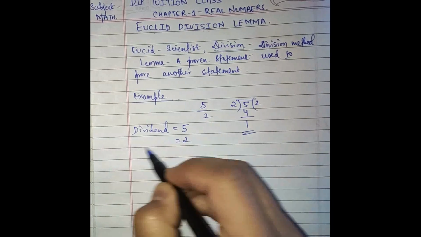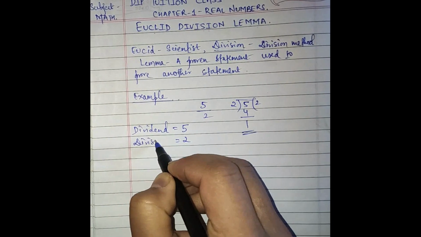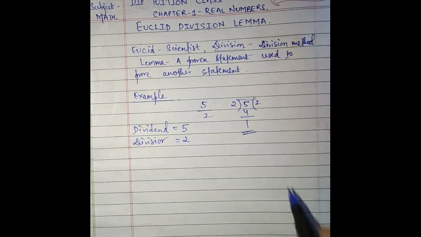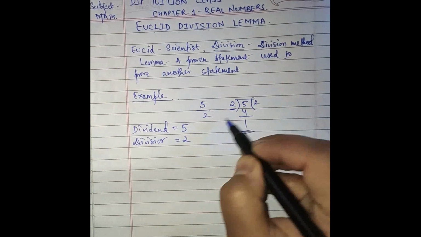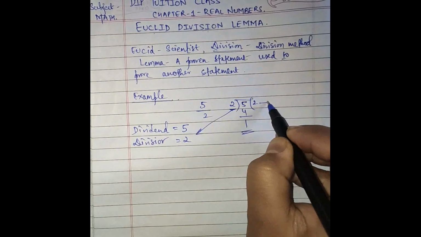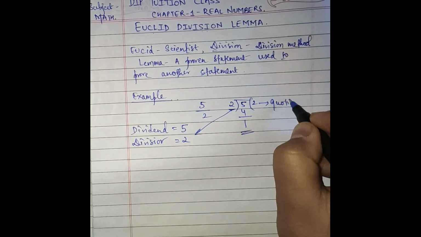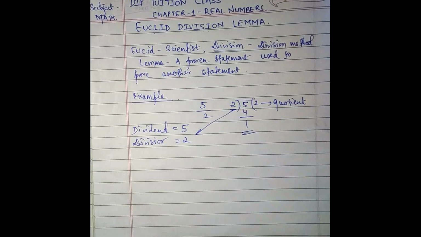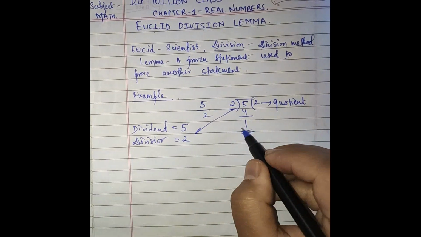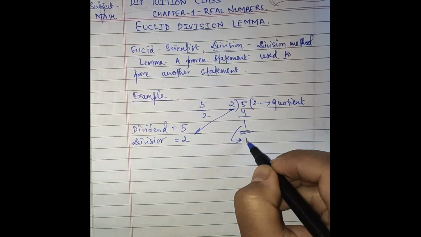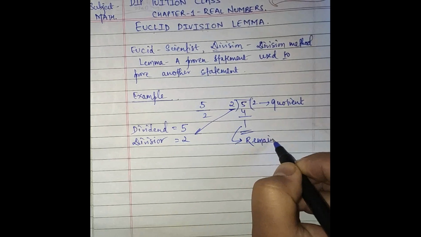2 here is the divisor, the one who is dividing, and this 2 here is the quotient. How many times you are multiplying, that will become your quotient, and the one which is remaining is your remainder, isn't it?